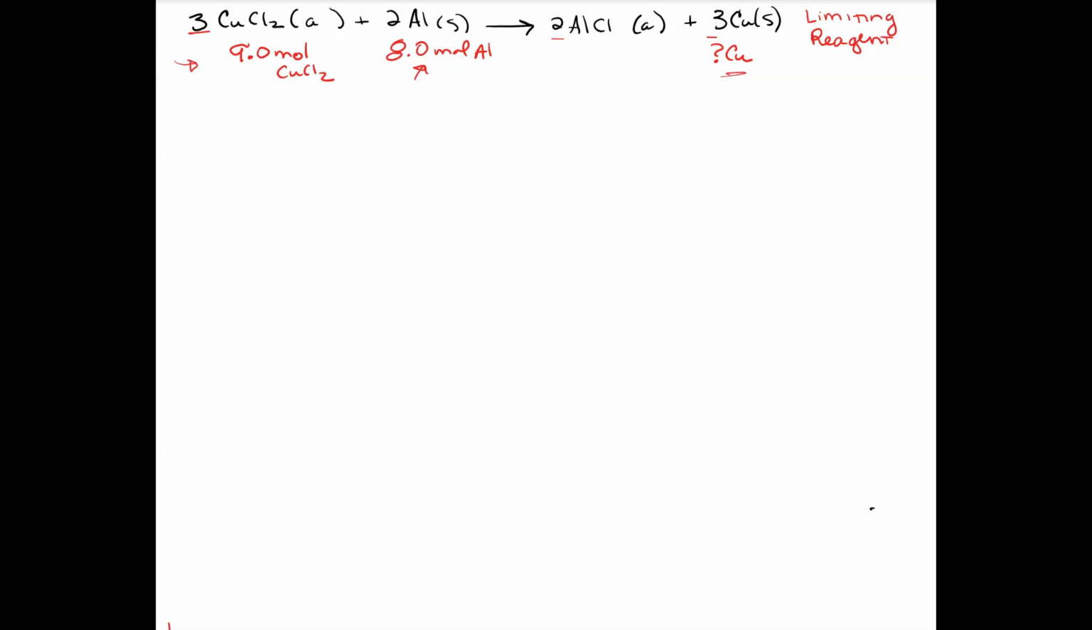So the process is the same. I'm going to calculate how much I can make from each one of those, and the one that gives me the least is going to be the limiting reagent, and that will limit what my total yield of copper can be.